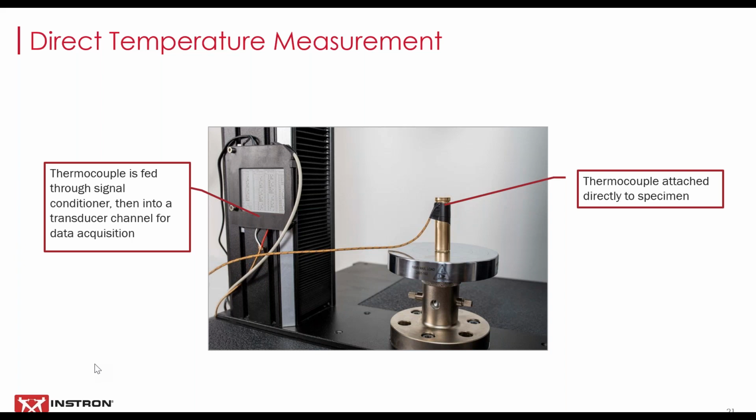So here we have a thermocouple attached to a battery. That thermocouple signal wire is then fed through a signal conditioner, and then into a transducer channel in the frame. Then the temperature data can be acquired and stored in the software alongside other test data, such as load and displacement. When you have direct specimen temperature measurement like this, it eliminates the impact of other factors, things like thermal sink from fixtures that could potentially affect temperature at the specimen when you're testing within a chamber.